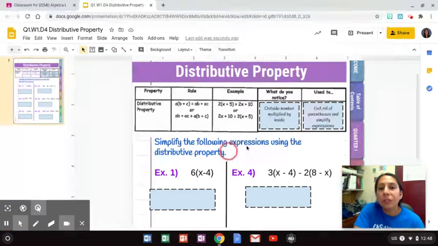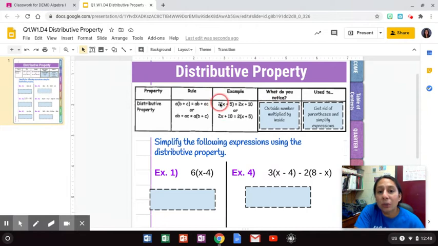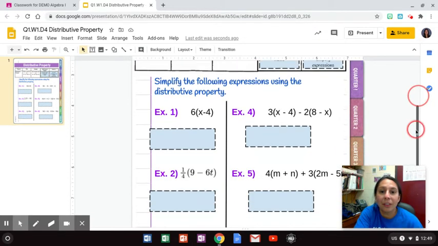Here you should have noticed that the outside number, like the 2, is being multiplied by what's inside. So 2 times x, that's how you got 2x, and 2 times 5 is how you got 10. It's going to be used to get rid of parentheses and simplify your expressions, which we will go over here on the 6 examples below.